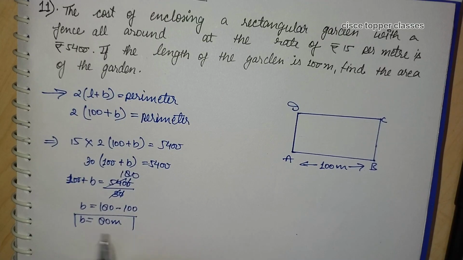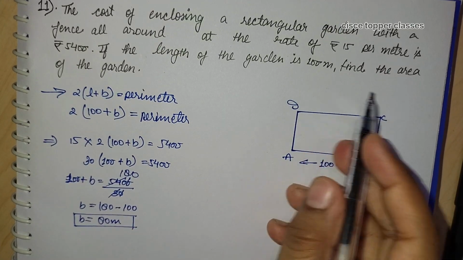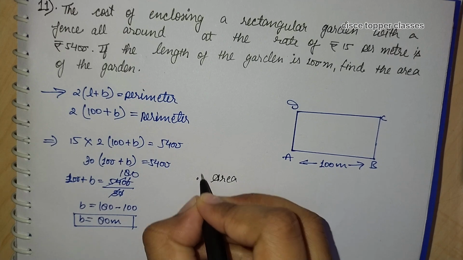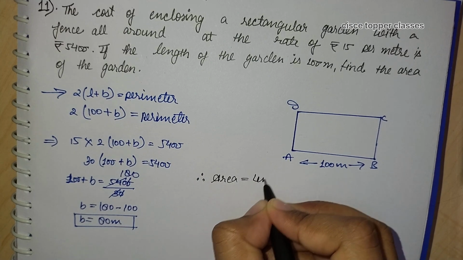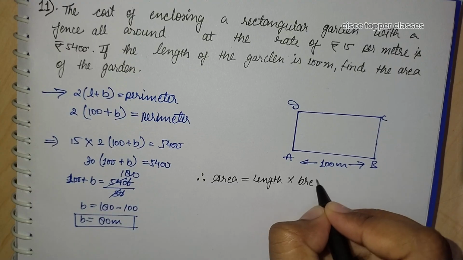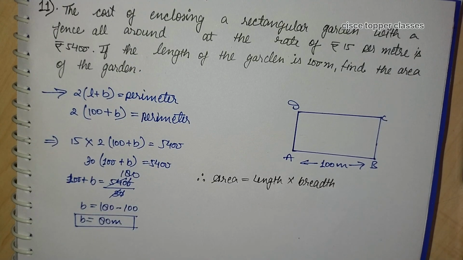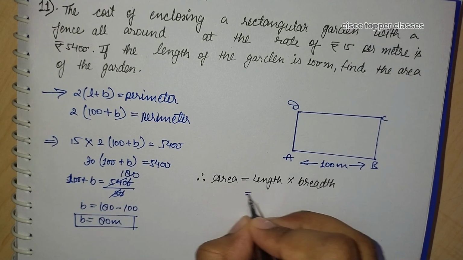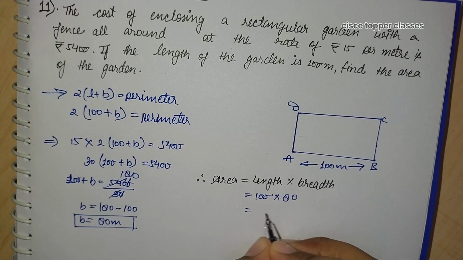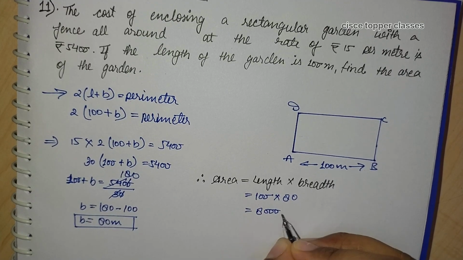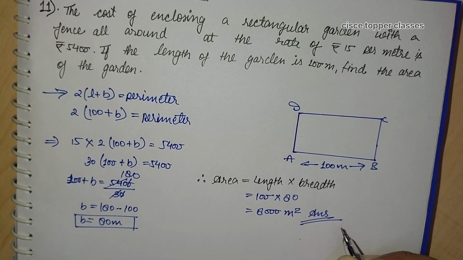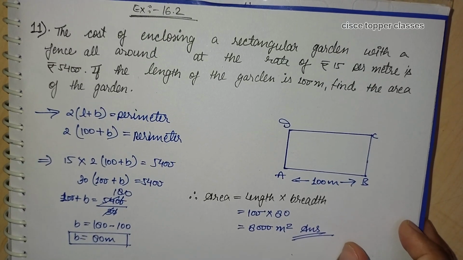As we have found the breadth here, we have to find the area in this question. So we can write the formula of area as length into breadth. Here we can put the value: the breadth we have found, and length is given, as 100 into 80. So this will be 8000 meter square, the final answer in this question. And this is the solution of the 11th question.